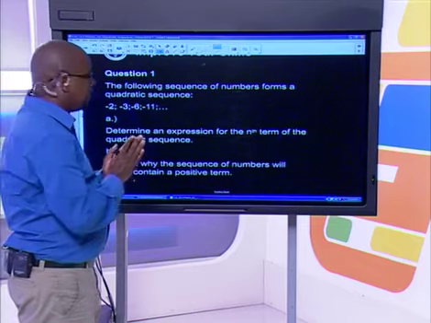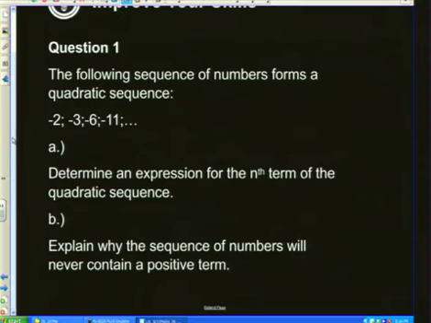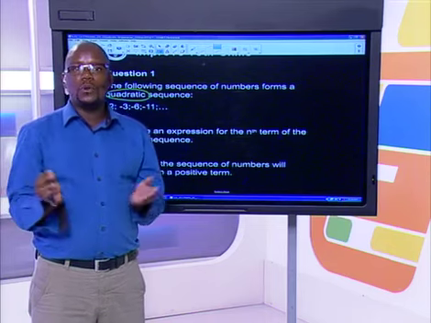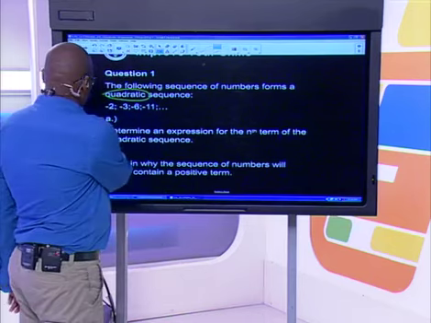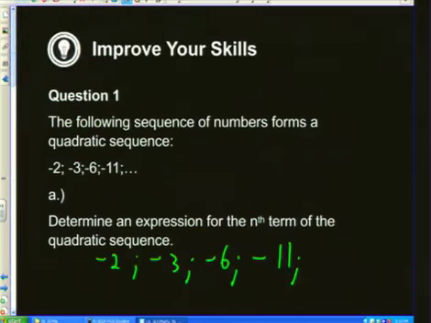But for now, let's get back to the revision. Let's look at the first question. The following sequence of numbers forms a quadratic sequence. The minute they tell us that this is a quadratic sequence, we know that the second difference is constant. The numbers are -2, -3, -6, -11. Find an expression for the nth term of the quadratic sequence. So we need to work out what Tn is here. Explain why the sequence of numbers will never contain a positive term.